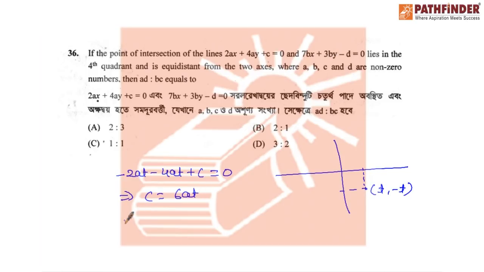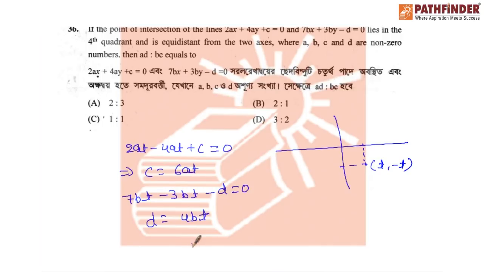In the other one we put the same. X is positive, so if we put t, then 2at, and y is negative, so minus 4at. Similarly 7bt minus 3bt minus d is equal to 0, or d is equal to 4bt. So from these two, if we calculate AD by BC, we will get 2 by 1, option B.